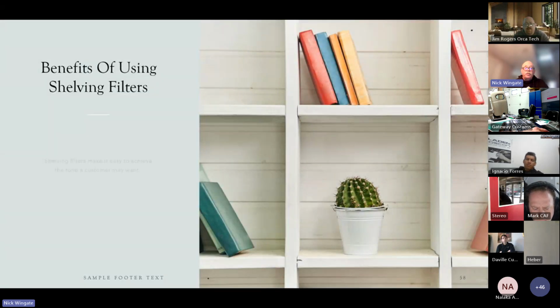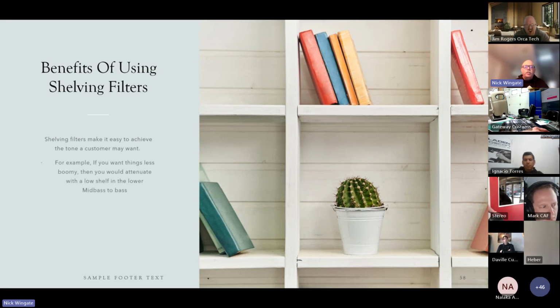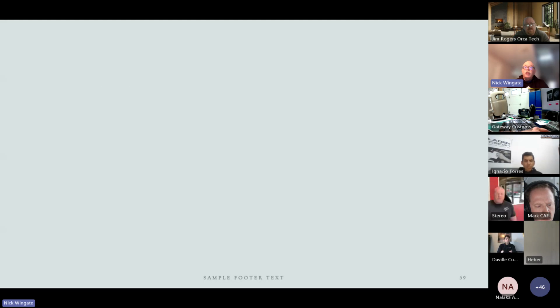Now, these benefits, again, it's really easy to achieve the tonal characteristics a customer may want. If they want things less boomy, then you would use this low shelf and you would lower the mid bass transition to the subwoofer. If you want things to sound brighter, obviously you're going to use a high shelf on the tweeters.